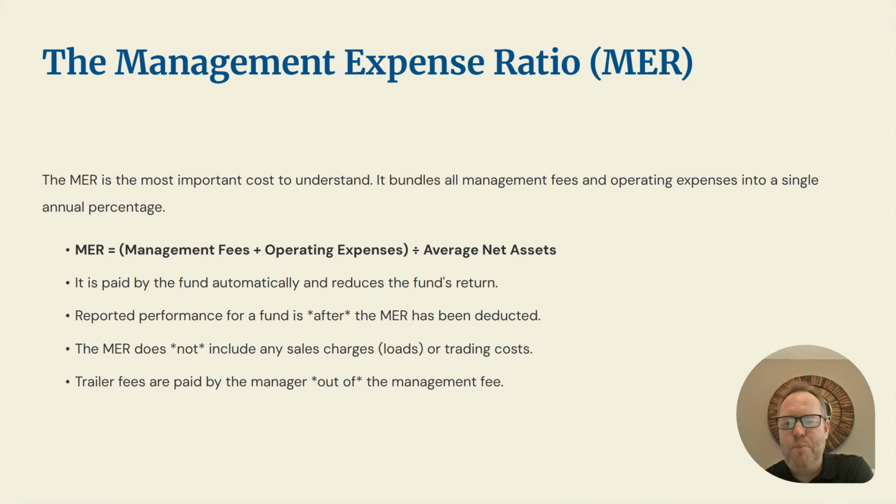The MER is the most important cost to understand. It bundles all of the management and operating expenses together into a single annual percentage. It does not matter if a mutual fund is increasing or decreasing, the market is going up or going down. The percent is charged based on the value of that mutual fund. So MER is management fees plus operating expenses divided by average net assets. It's paid by the fund automatically and reduces the fund's return. Its reported performance for a fund is after the MER has been deducted.